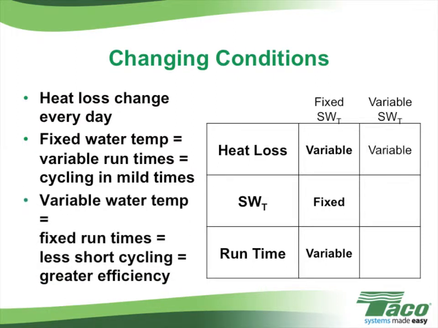With outdoor reset, however, the supply water temperature will vary in lockstep with the outdoor temperature. The colder the outdoor temperature, the warmer the water is going to be. If both the heat loss and the water temperature vary together, then the run times for the system, in theory, would have to be fixed all winter long. The system will always think it's the coldest day of the year outside, so the system on time should be constant. This will lead to greater system efficiency since the boiler won't short cycle as much, and will also lead to less wear and tear on the system components, and that leads to longer life and lower maintenance costs.